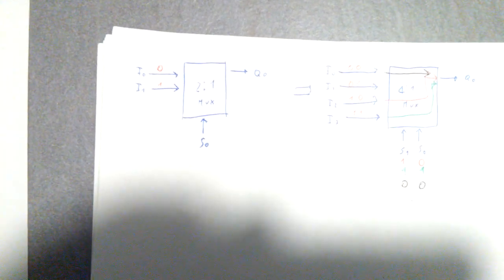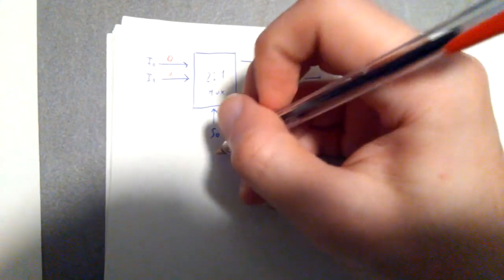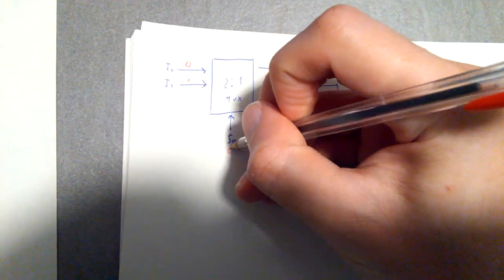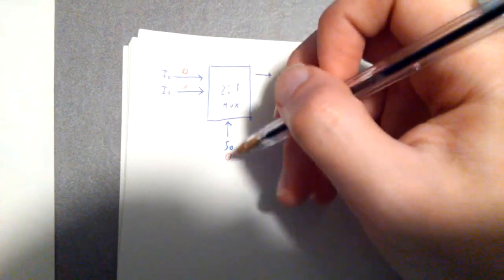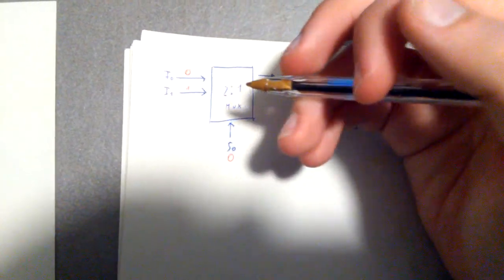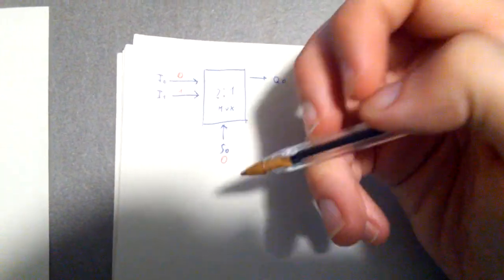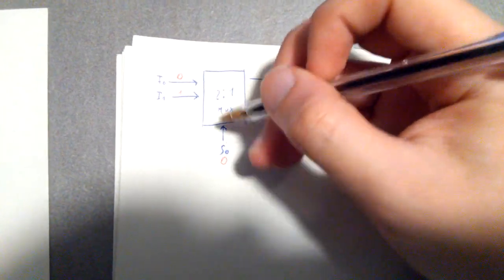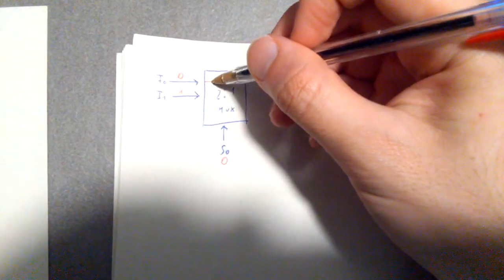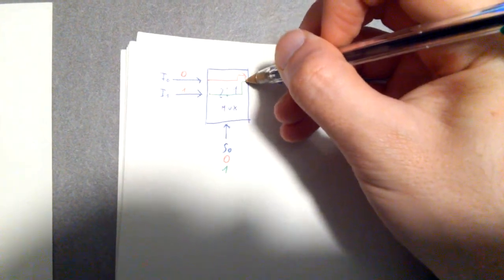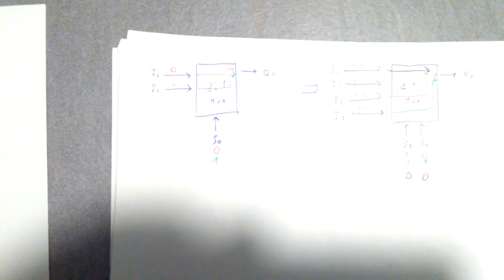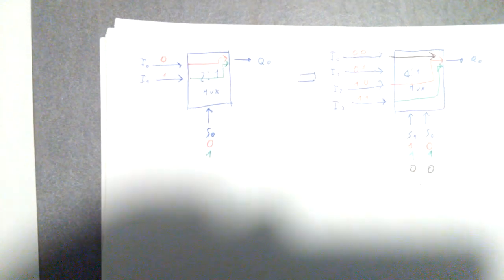So in the 2 to 1 case, instead, it's pretty simple, because if we have S0 equal to 0, then I0 is going to go to the output. And if we have S0 equal to 1, then I1 is going to go to the output. So that's fairly easy, actually.